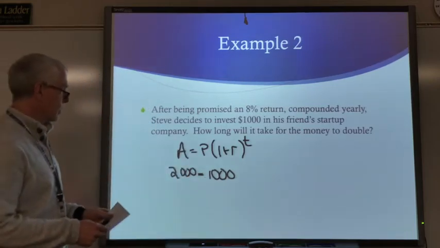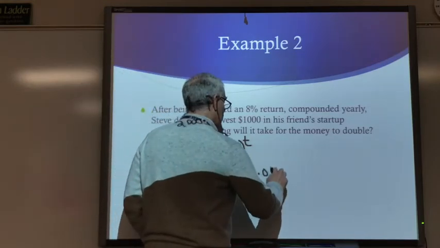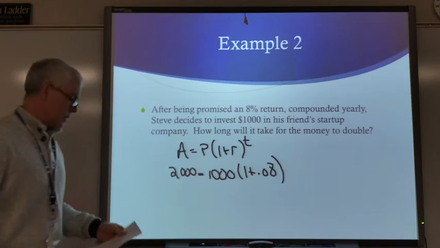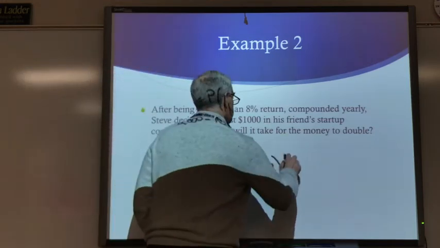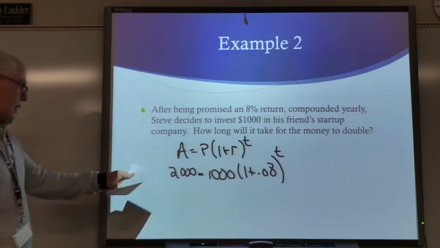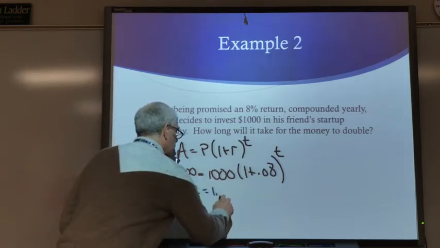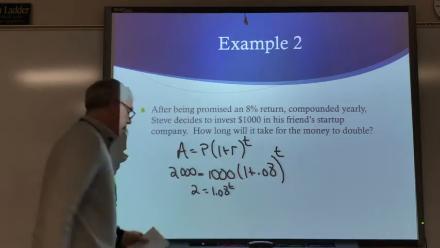Okay, so we're over here, and then we've got 1 plus the rate. Remember, we write it as a decimal, 0.08, raised to the t. Okay? So, a little bit of math. I'm going to have to divide by 1,000. So now I have 2 equals 1.08 to the t.